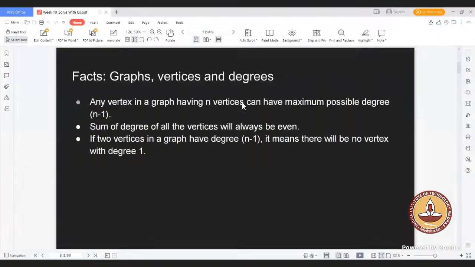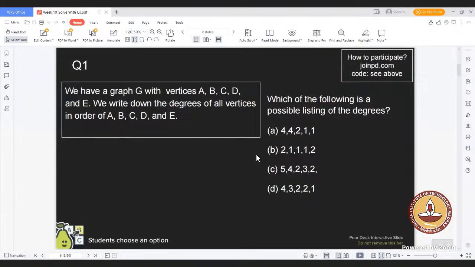So now I think we'll move to the first question. The first question says we have a graph G with vertices A, B, C, D, and E. Write down the degree of all the vertices in order. The question says which of the following is a possible listing of the degrees. So the options are given. From the things that we have learned in the previous slide, just try to use that and say which one of the options can be a possible listing of the degrees. So everyone got this question right?